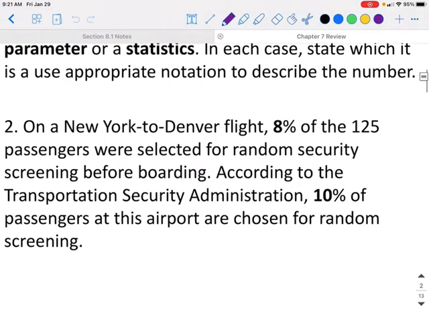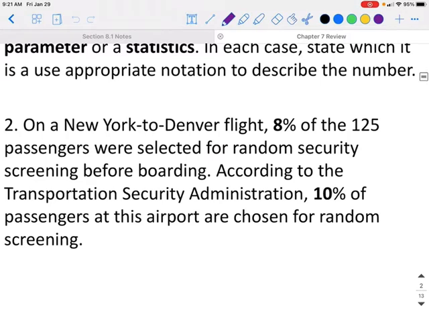On a New York to Denver flight, 8% of the 125 passengers were selected for a random security screening before boarding. According to the Transportation Security Administration, 10% of passengers at the airport are chosen at random for screening. So for the entire population of all people who are passengers at the airport, the proportion of them who are screened is 10%. So our parameter in this case would be p equals 10% or 0.10.